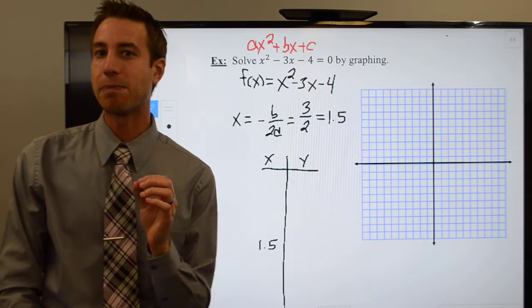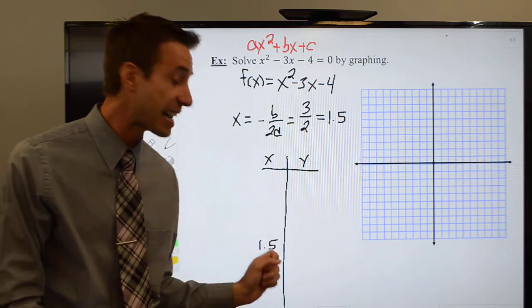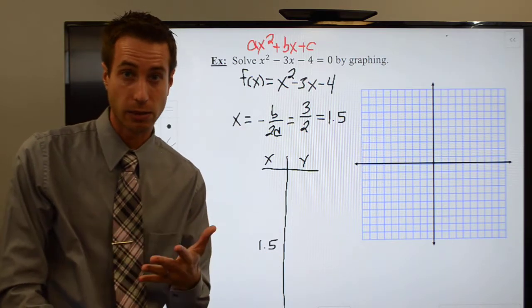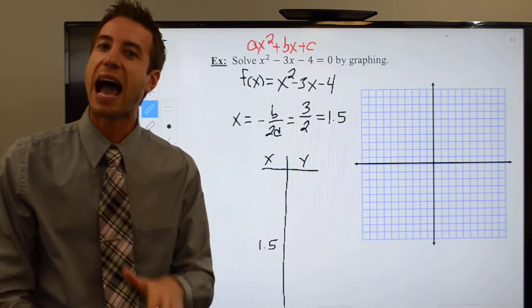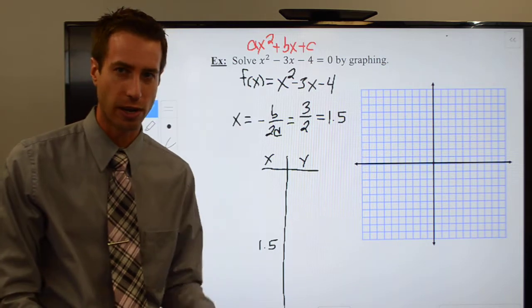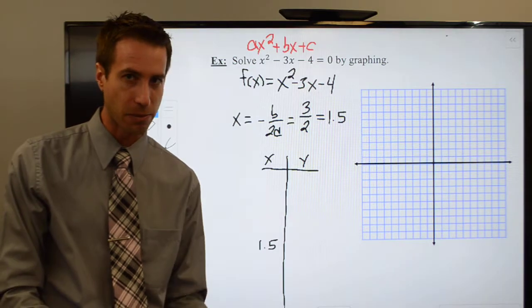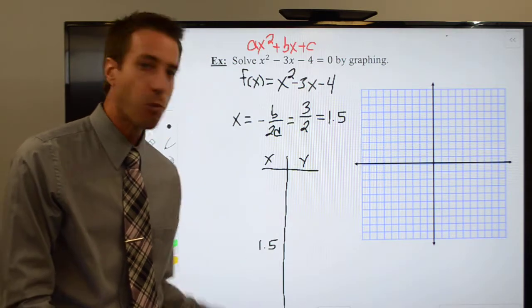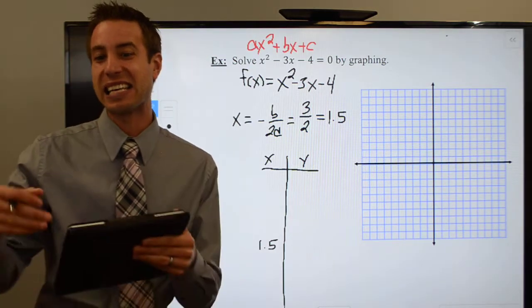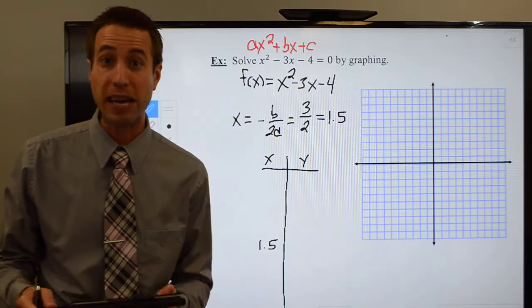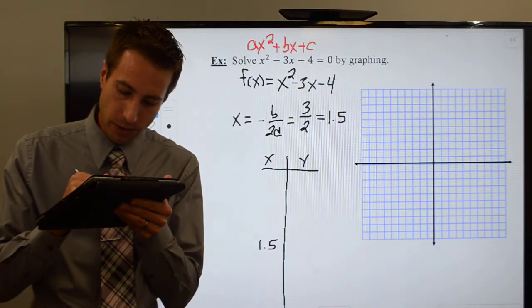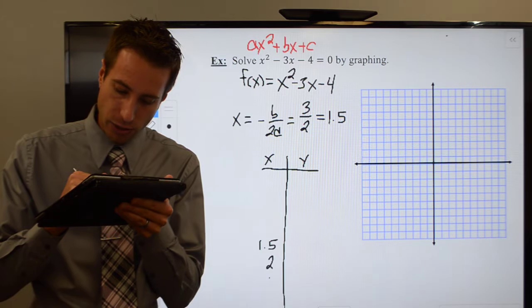Please do not think that because your vertex is at a decimal, which ours is 1.5, that you have to put decimals in your chart. It's crazy. That's way more work than you need to do. We want to pick numbers that are simple. So from 1.5, the next easiest number to use that's bigger than 1.5 would be 2. And then I would do 3.